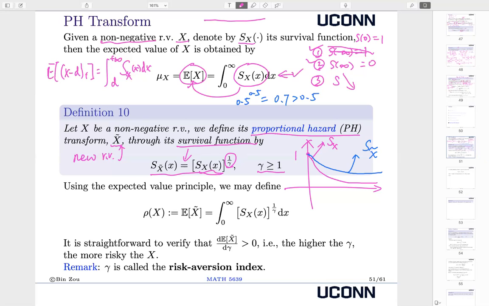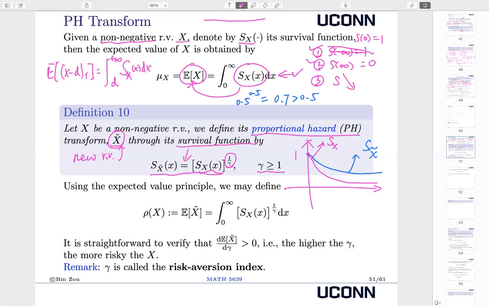And once we have a survival function, we know there exists a unique random variable corresponding to it, right? Because there's a one-to-one correspondence between a random variable and its survival function, its CDF and its PDF. It's unique. So once we define a survival function, we know there exists some new random variable, which we call x tilde. So that's the mathematical part. Now let's do the definition.